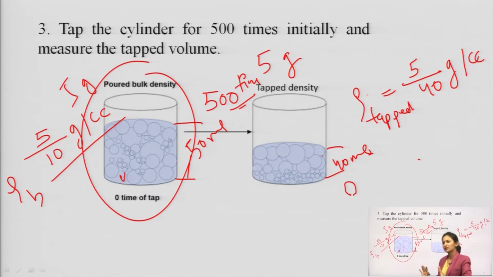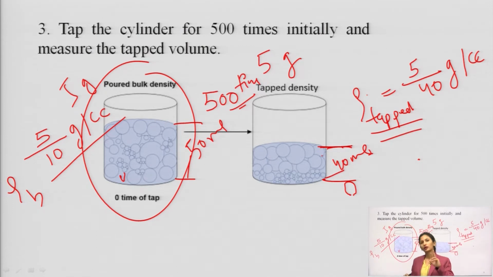So bulk density, that means without any tapping we just pour the sample in the measuring cylinder and just measure the volume and divide the weight or mass of the powder sample by that volume. But if we tap that measuring cylinder from a constant height at least 500 times, whatever volume we get, if we divide the weight of the powder by that volume, then you will get the tapped density. So that is the difference between bulk density and tapped density.